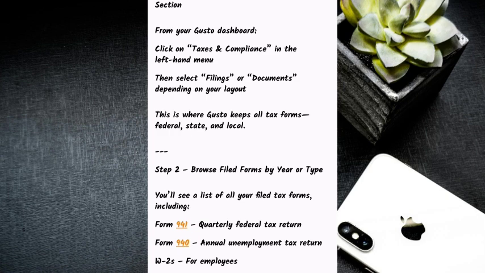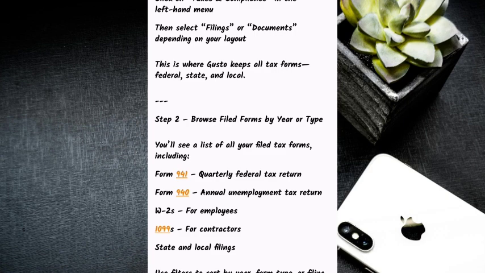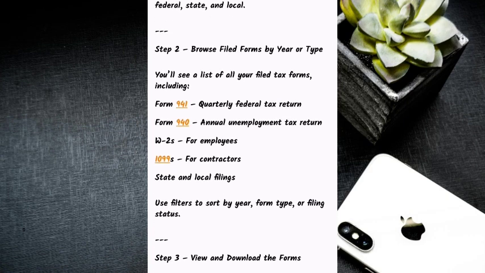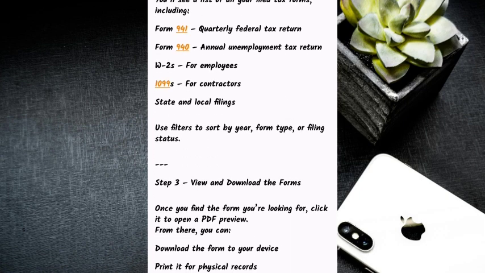Step two, you want to browse filed forms by year or type. Now you're going to see a list of all your filed tax forms, including Form 941, Form 940, 1099s, and whatever. You're going to see all that there, and you can also see state and local filings. Now use filters to sort by year, by form type, or by filing status, just to quickly navigate to what you need.